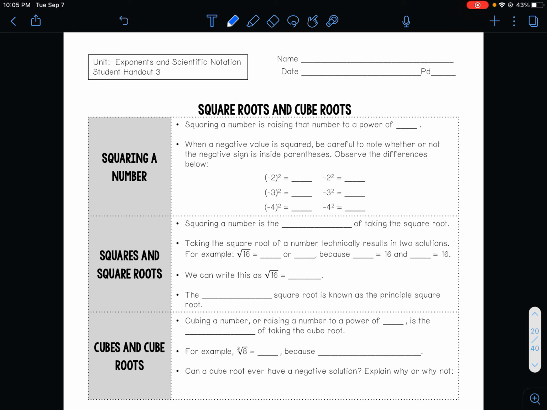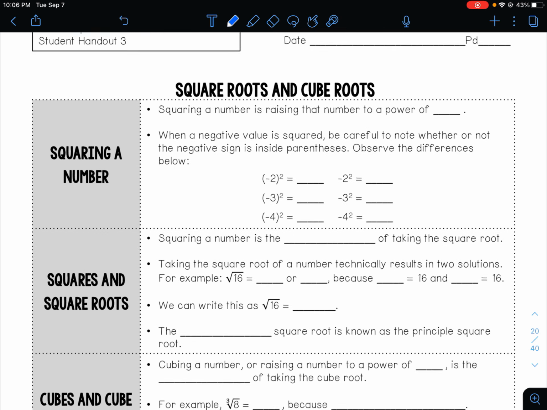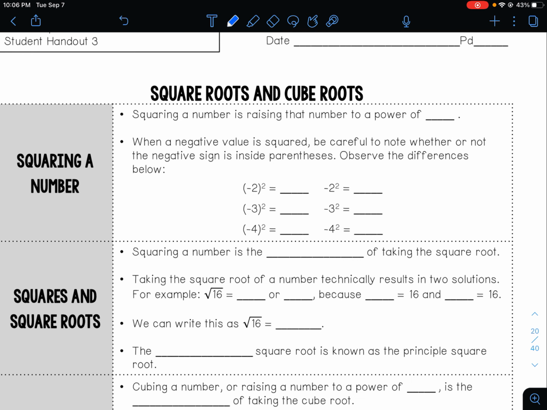In this video, we are going to talk about square roots and cube roots. So let's begin. Squaring a number is raising that number to the power of 2, or to the second power. When a negative value is squared, be careful to note whether or not the negative sign is inside the parentheses.